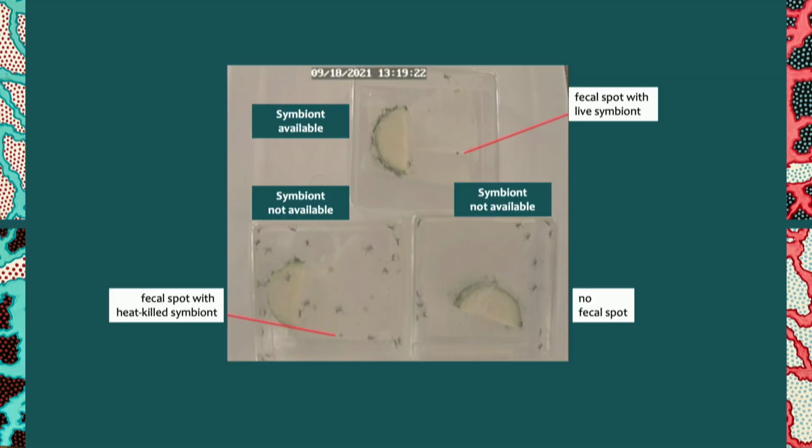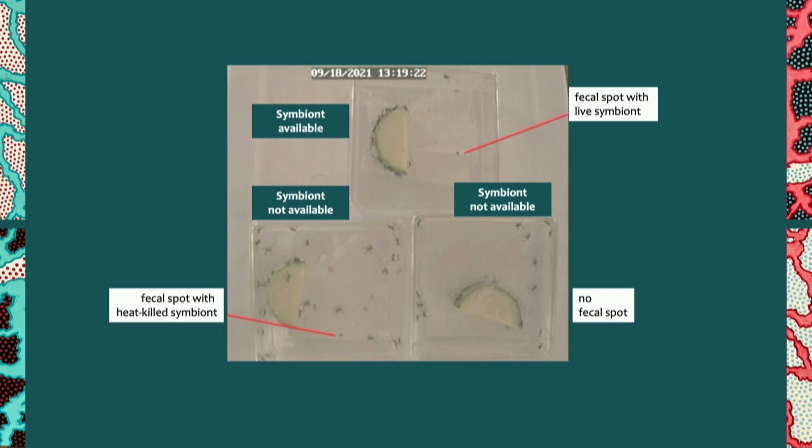Okay, so this is cool. I just want to orient you. We got 3 plastic boxes, 3 pieces of zucchini, and a bunch of baby bugs. And the box on the top has a little fecal spot, right, which is right there. And the 2 boxes on the bottom don't. One is just controlled, doesn't have anything.